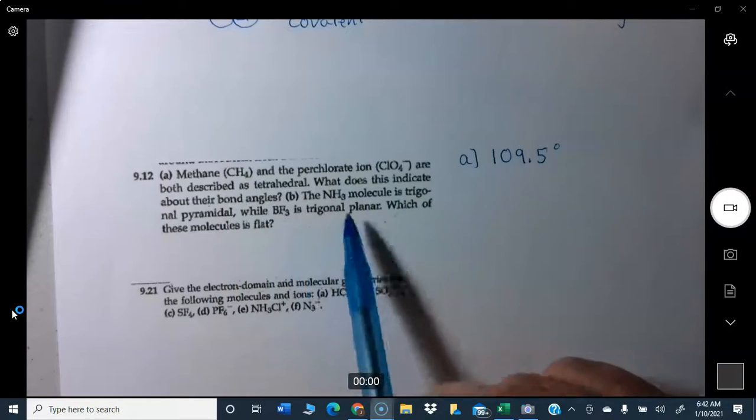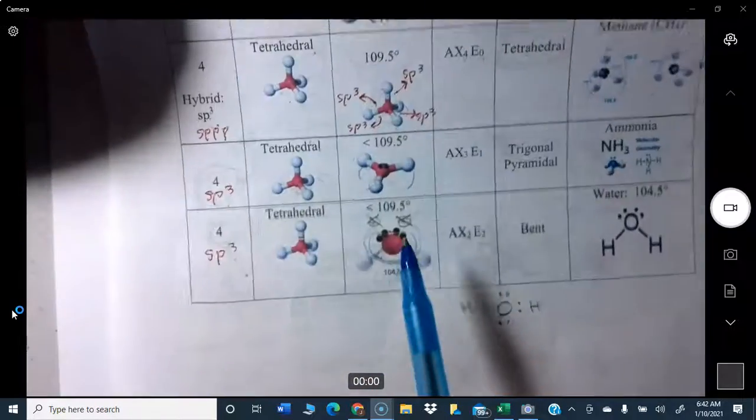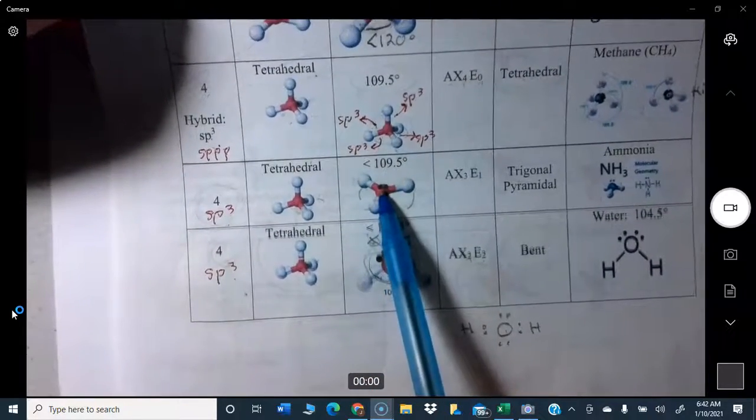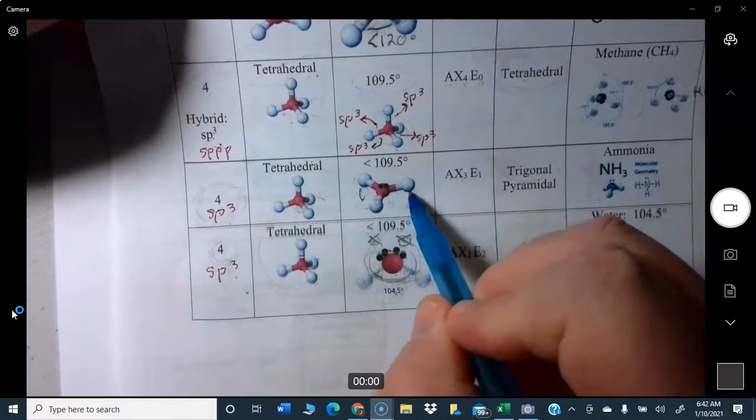The NH3 molecule is trigonal pyramidal, while BF3 is trigonal planar. Which of these molecules is flat? Well, the trigonal planar is, right? That's a flat molecule. This one isn't. It's a triangle, but it has a lone pair. That pushes these arms down. All of these arms get pushed down.